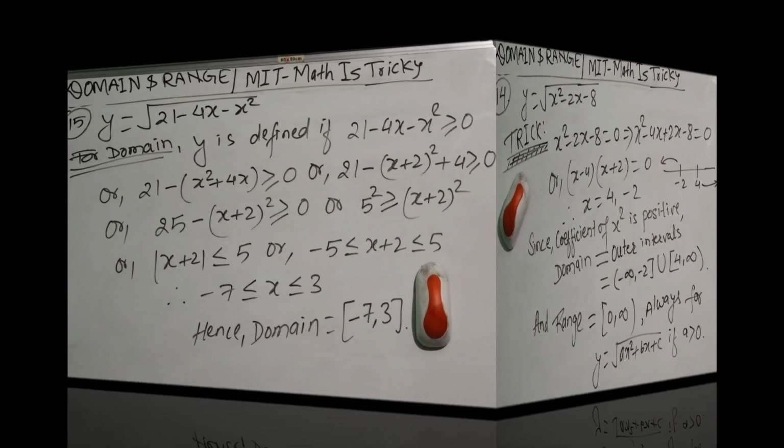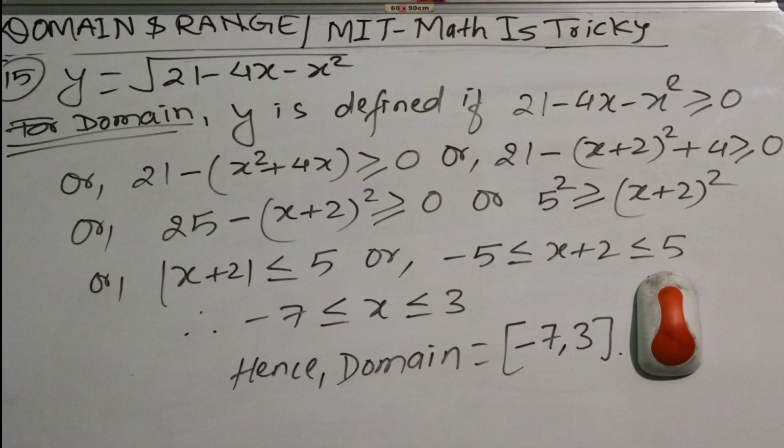Question number 15: y equals square root of 21 minus 4x minus x square. Let's first find the domain. y is defined if the number inside the root is greater than or equal to 0. So 21 minus 4x minus x square should be greater than or equal to 0. Let's simplify that. Taking minus common, we get 21 minus (x square plus 4x), and adding plus minus 4 to make a perfect square form, minus minus plus, so 25 minus (x plus 2) whole square is greater than or equal to 0.